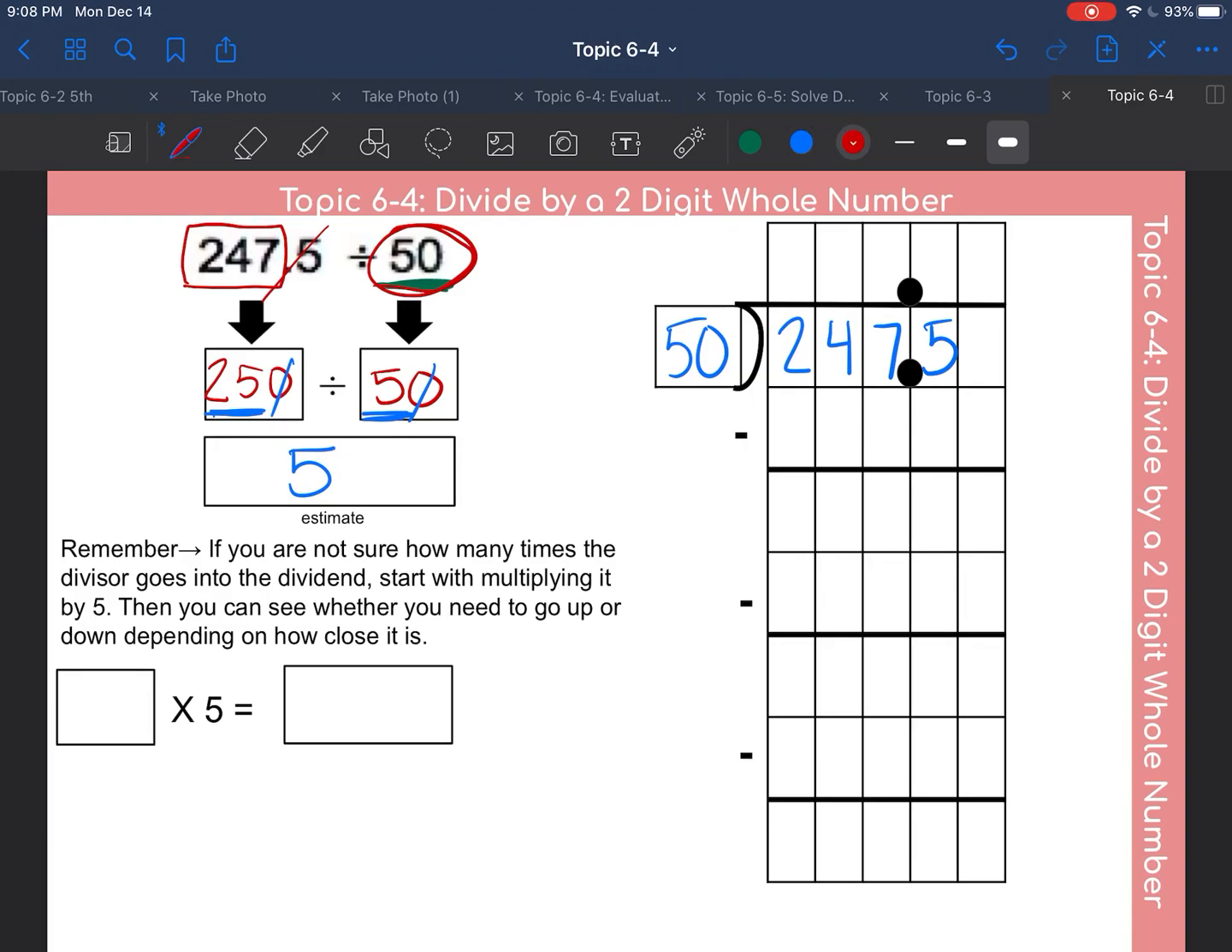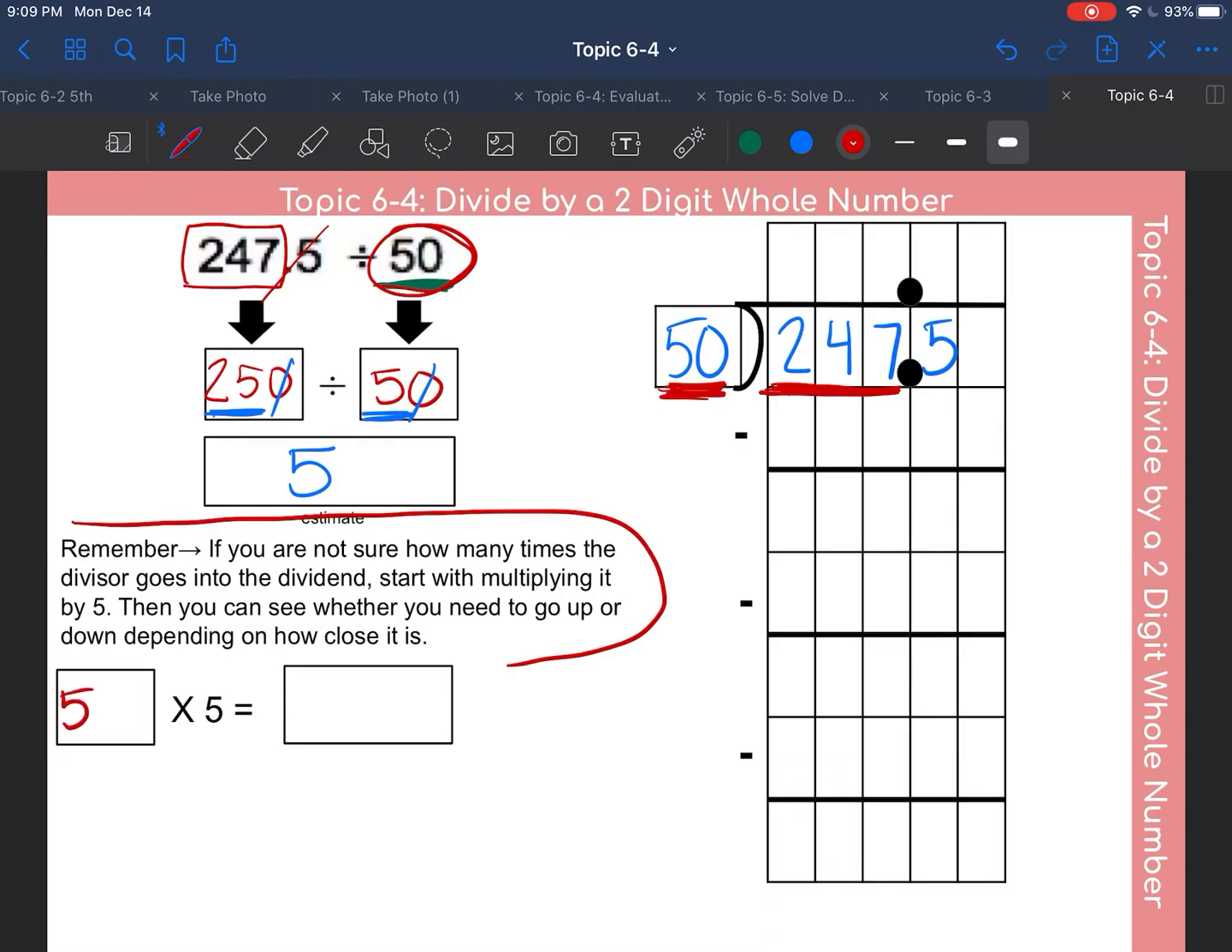I go through this problem just like I would any long division problem. Can 50 go into 2? Nope. Can 50 go into 24? No, it cannot. Can 50 go into 247? Yes, it can. Now, you may not know how many times 50 goes into 247. So right here, I have this little hint. It says, remember, if you are not sure how many times a divisor, 50, goes into the dividend, 247, start with multiplying it by 5. Then you can see whether you need to go up or down depending on how close it is.